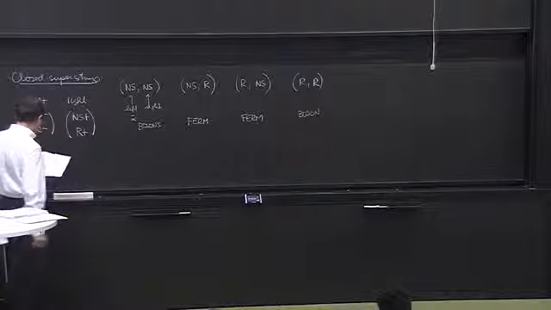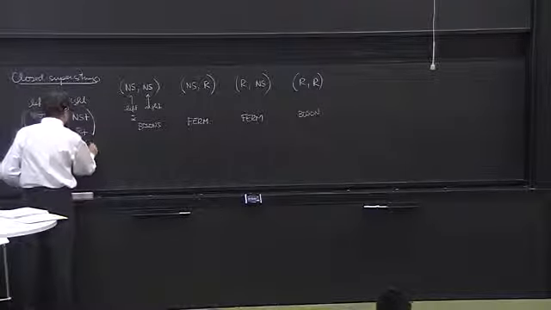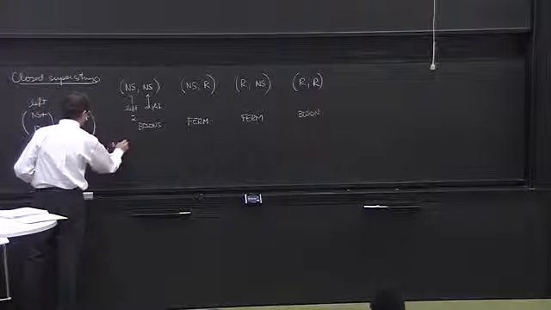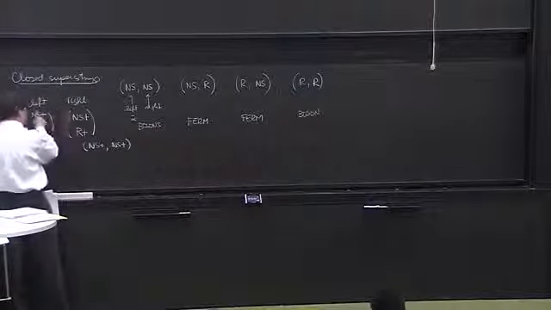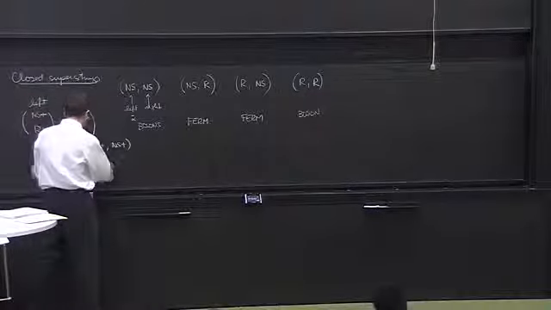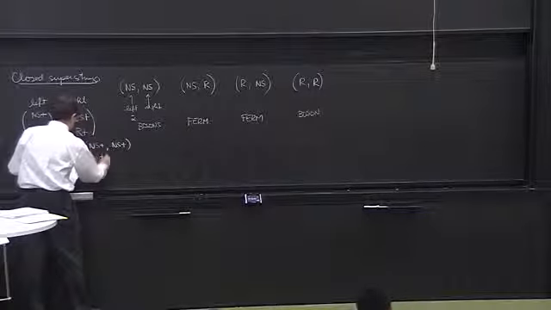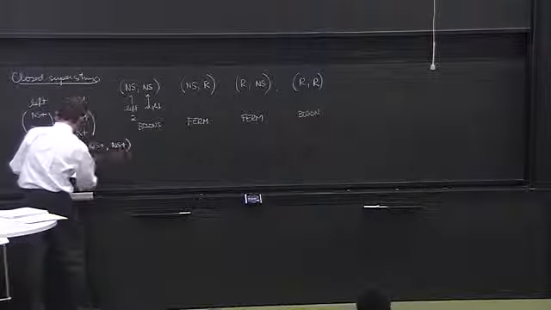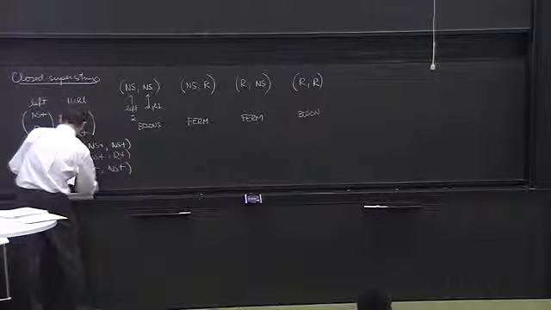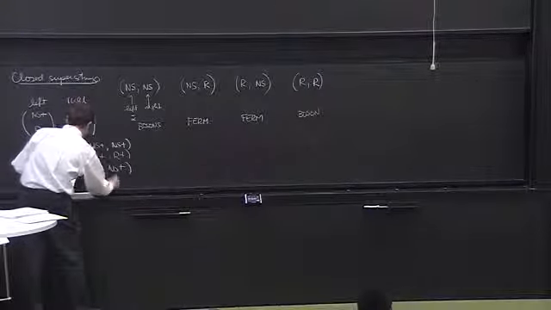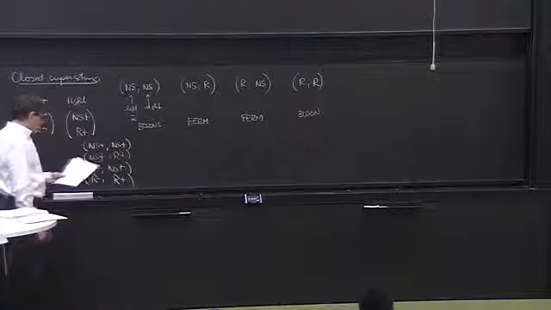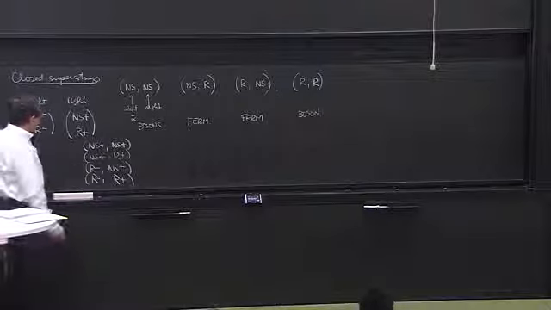So we do this. So we're going to have NS plus, because we do this with this, then this with that, this with this, and this with this. Those are the 4 sectors: NS plus NS plus, NS plus R plus, R minus NS plus, and R minus R plus. So let me write the massless states.